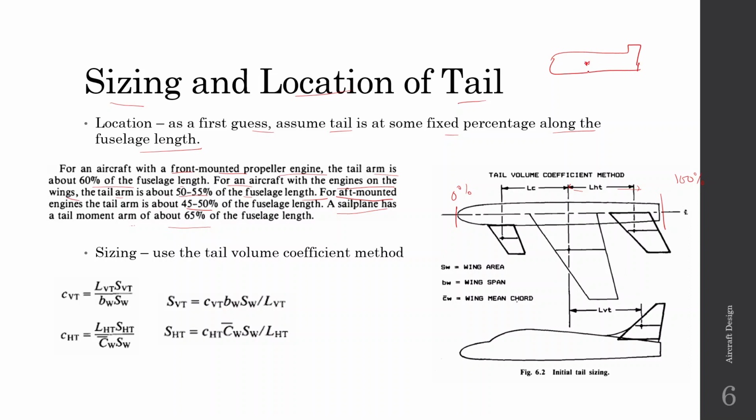So this means that if you have an aircraft like this, and this is the CG, and this is the AC of the tail, this distance is approximately 50 to 60% of the fuselage length. And one more thing is that the tail also has the vertical tail, which may or may not be placed at the same location as the horizontal tail. But as a first guess, you can assume that they are both placed at the same location. You can assume this as the first iteration.